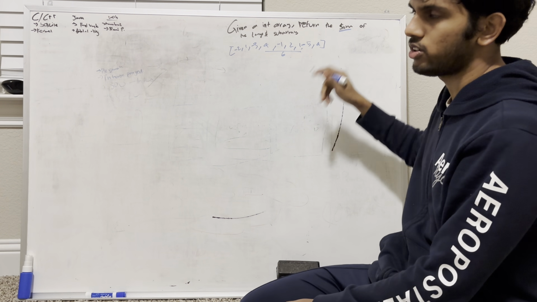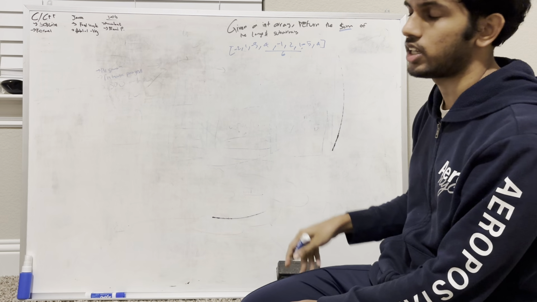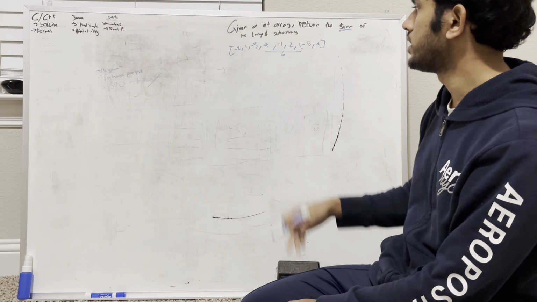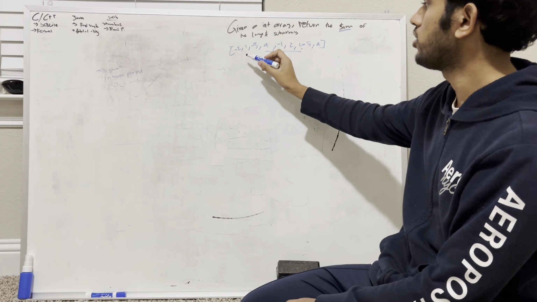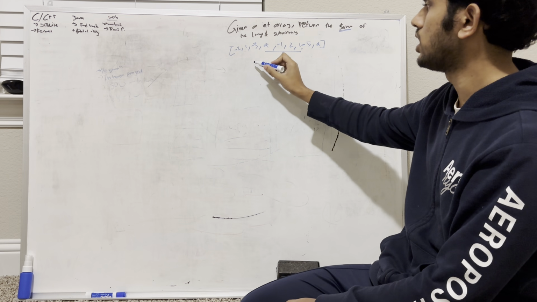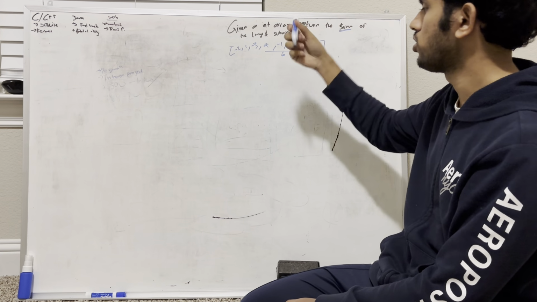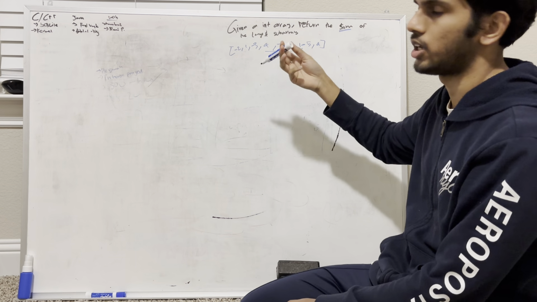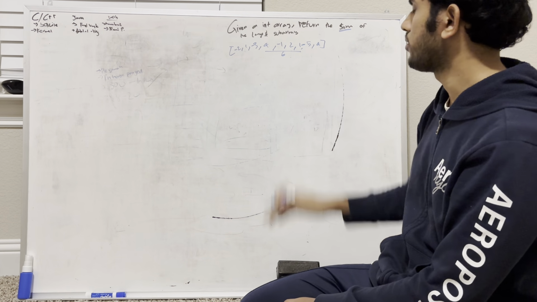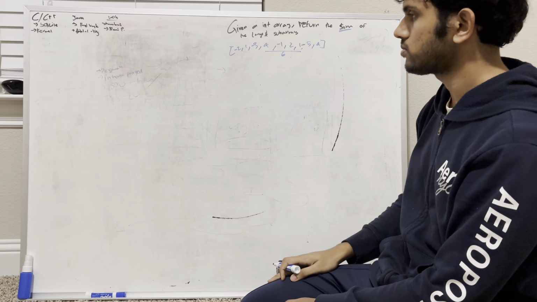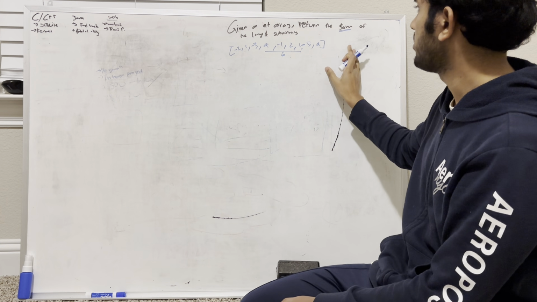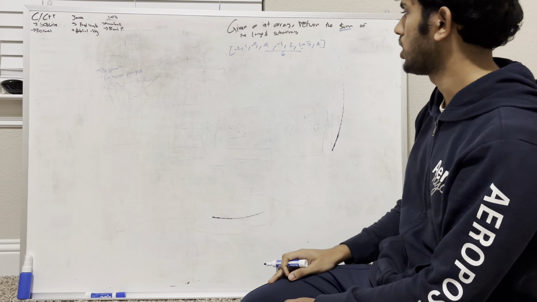If they were asking you for the subarray with the greatest sum, then we could track every single subarray and return the one with the largest sum. But we don't have to do that. Now we will try to find the subarray sum.